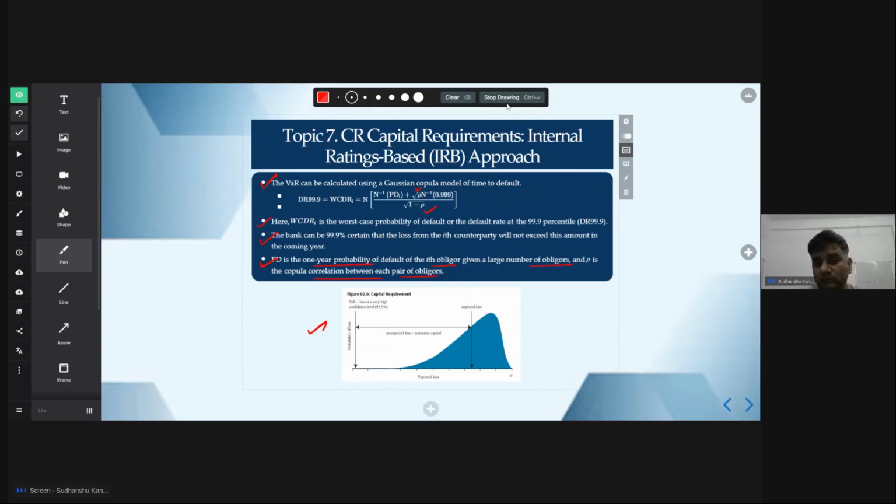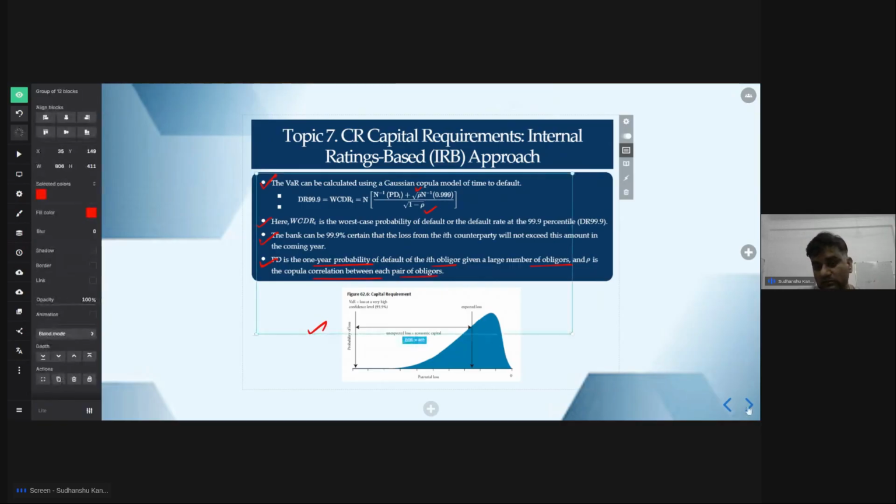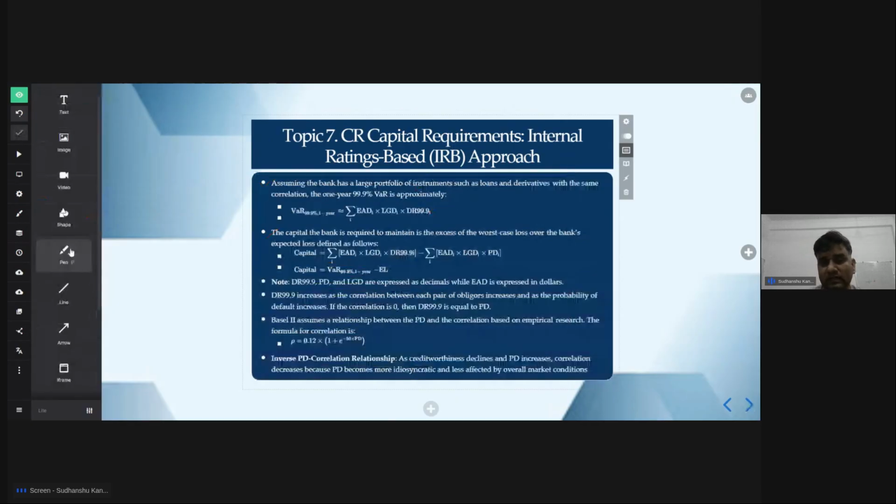Okay. Now, once we have seen this internal rating based approach, what we need to do is, when we try to calculate your portfolio level capital approximation, 1 year VAR is equal to VAR 99.9%, which is basically the summation of EAD, LGD, and default rate at 99.9, right? And capital is equal to VAR 99.9 minus your expected losses, right? This aggregation relies on the law of large numbers, assuming your portfolio granularity.